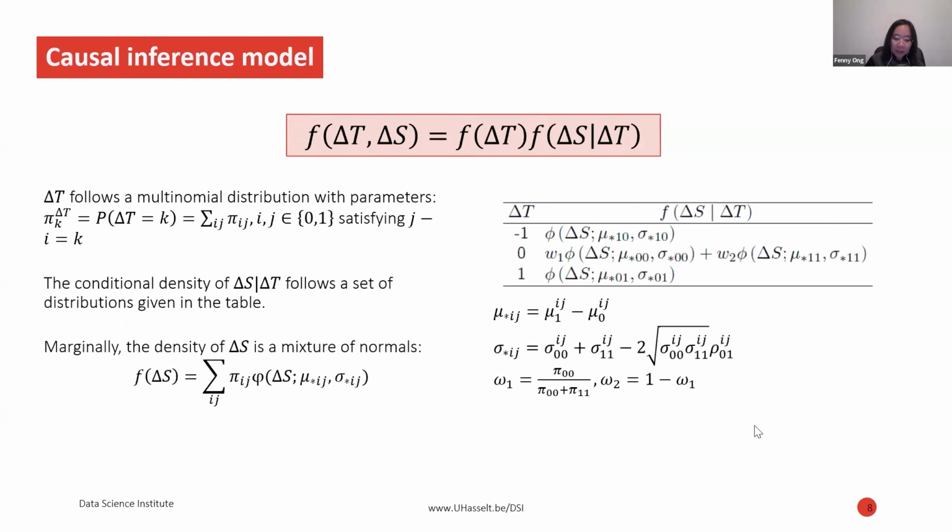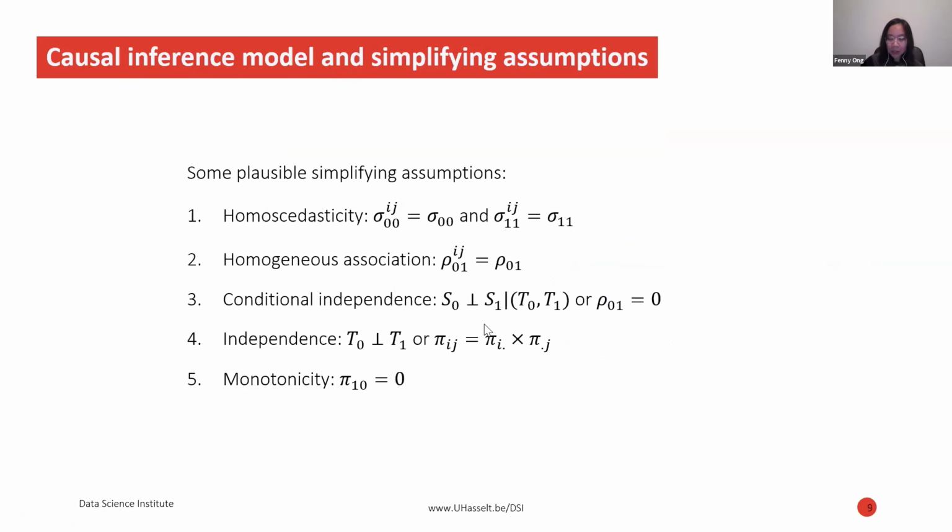Once the causal inference model for the joint potential outcomes is established, we can also derive a similar model for the joint distribution of delta T and delta S. And we will use the parameter estimates corresponding to this distribution to estimate our metric ICA. If you notice from the previous model, there are 24 parameters in total to estimate. So 4 parameters of pi ij and 20 parameters of the means and variance covariance matrix.